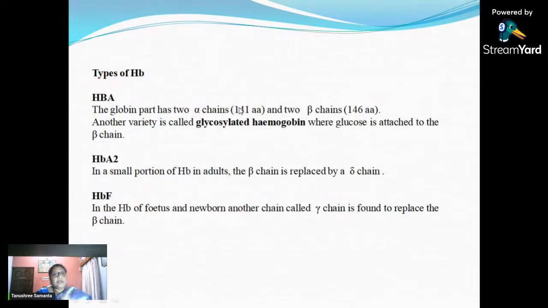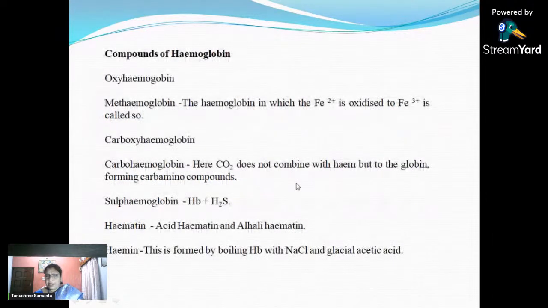Okay. To classify hemoglobin, the normal adult hemoglobin HbA has 2 types of chains, that is alpha and beta. Alpha chains are made up of 141 amino acids, whereas beta chains are made up of 146 amino acids. Glycosylated hemoglobin is present in diabetic patients where a glucose is bound to the beta chain. A very small portion of hemoglobin in adults has the beta chain replaced by the delta chain, that is termed as HbA2. And HbF is the fetal hemoglobin, which is present in the fetus or the newborn, and here the gamma chain is found to replace the beta chain. The HbF has a greater affinity for oxygen in comparison to the HbA.